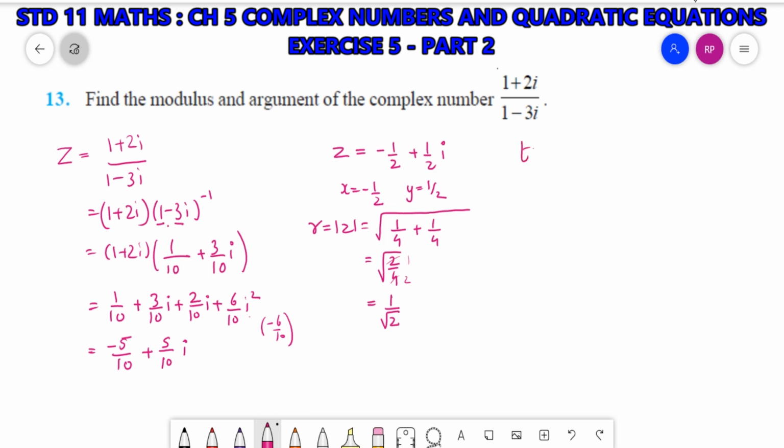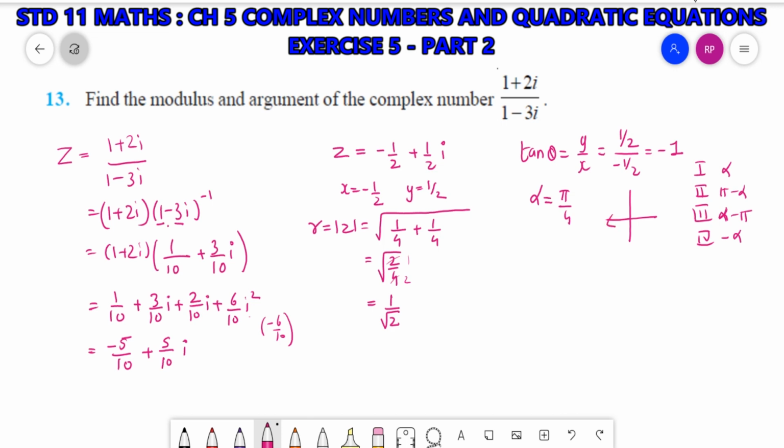Now tan theta will be equal to y by x. So what is y? 1 by 2, and x is minus 1 by 2. So this is minus 1. Now ignoring the negative sign, when the value of tan is 1, it is pi by 4. So alpha is equal to pi by 4. Now for quadrants: for the first quadrant, alpha. Second, pi minus alpha. Third, alpha minus pi. And fourth, minus alpha.